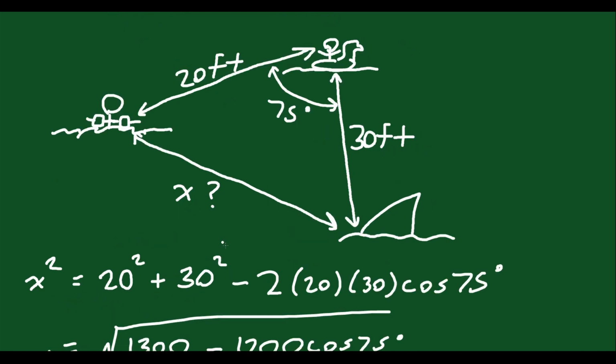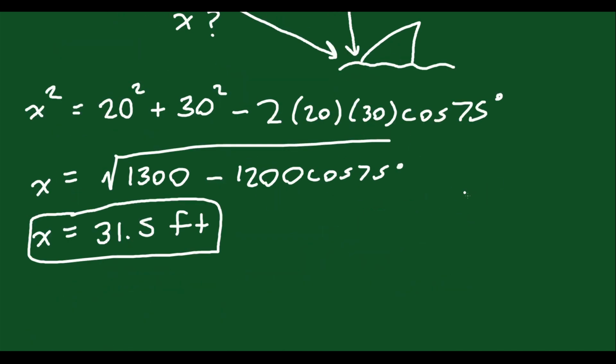So it looks like the shark is just about 31.5 feet away from getting to you. That's not too far at all, especially if it's a big shark. So I don't know if there's anything your friend could do about this now that he has this information, right? Can't use that to his advantage really in any way, but you do have your final answer.